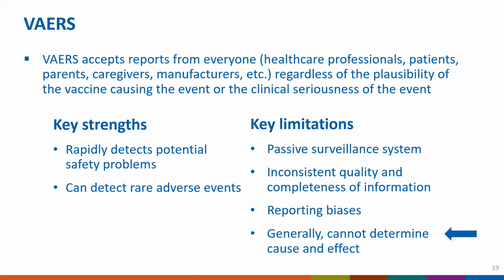It's passive, so there's no denominator. The quality with which events are reported is inconsistent, and there isn't always complete information. It's subject to reporting biases, and therefore you cannot use VAERS data to establish causality. Particularly with COVID, we saw a lot of individuals who misused, bordering on abused, this VAERS data to claim that the vaccine was causing some serious health issues.